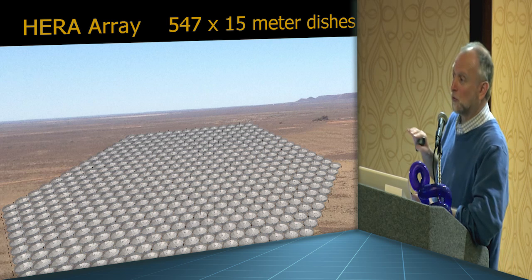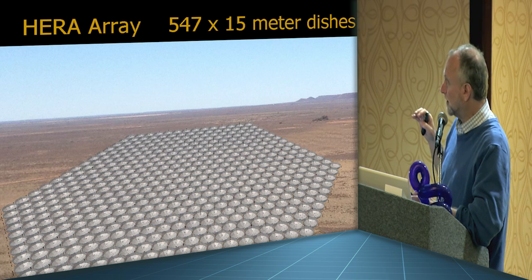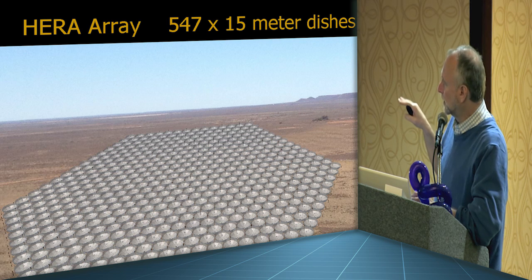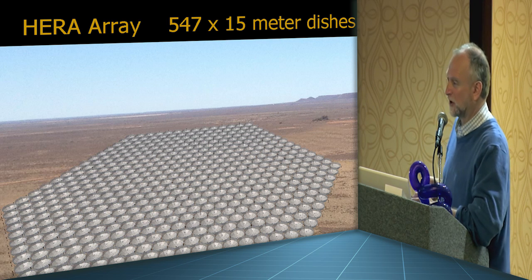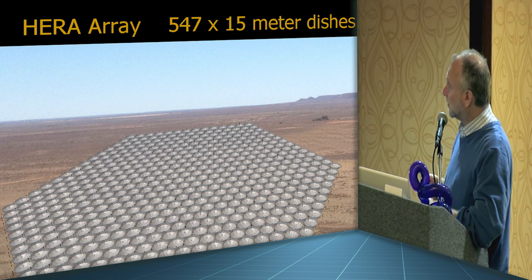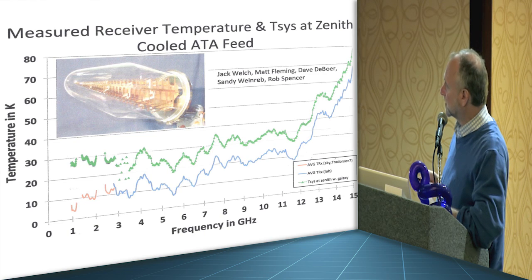You tend to put these things away from people because people have cell phones and transmitters. So this is being built in a desert in South Africa. It's very hot and dry and nobody lives there, so it's far away from transmitters. Anyway, this is one of the telescope arrays that we're building over the next couple of years.